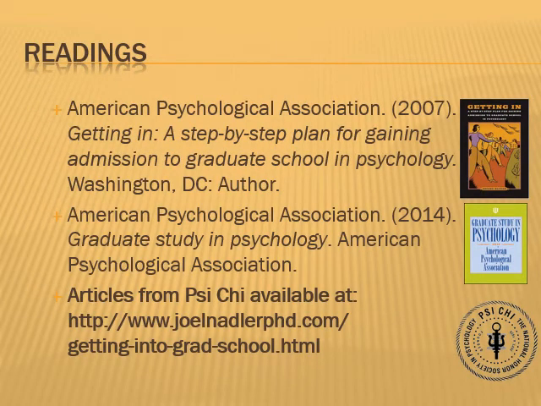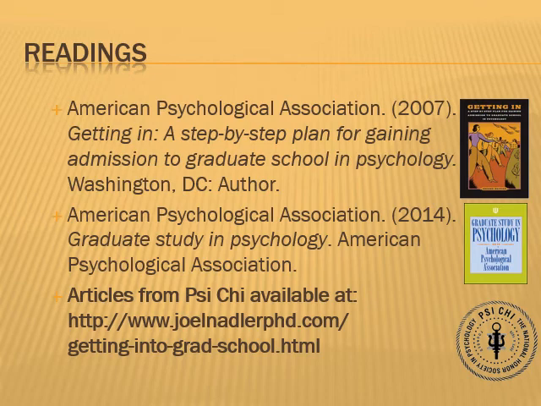So some additional resources to think about, and these are a little bit dated. There may be newer versions, but the American Psychological Association, the APA, has a book called Getting In: A Step-by-Step Plan for Gaining Admission to Graduate School in Psychology. This is a pretty good book to look at, especially if you're interested in PhD programs and clinical or counseling programs. It's good for anyone applying to psychology, but it's somewhat written from the viewpoint of getting into those fairly competitive PhD programs in clinical and counseling.